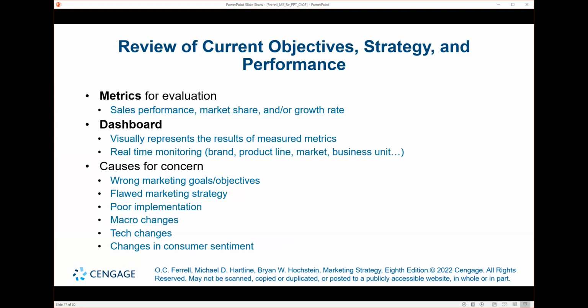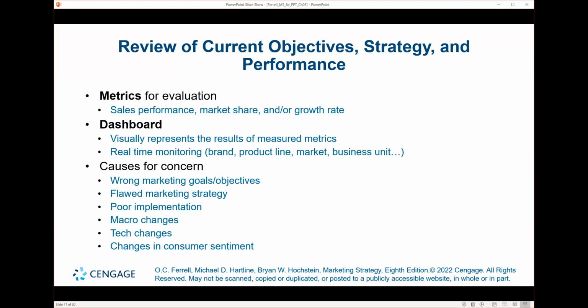How do we do that? We use what are called metrics. A metric is a measurable indicator of a company's objective. The metrics for evaluation can be things such as sales performance, market share, growth rate. These are, if you noticed, not future evaluations, they are current states.